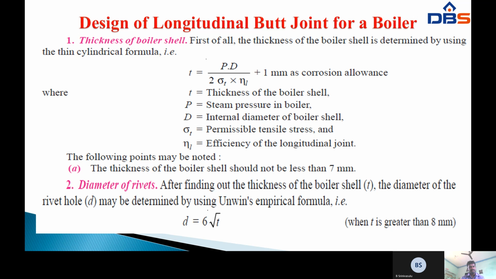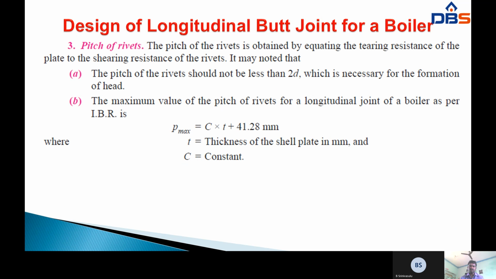Second, the diameter of the rivets. After finding the thickness of the boiler shell t, the diameter of the rivet hole d may be determined by using Unwin's empirical formula, d equals 6 root t, where t is greater than 8 mm. Next, the longitudinal butt joint for a boiler.